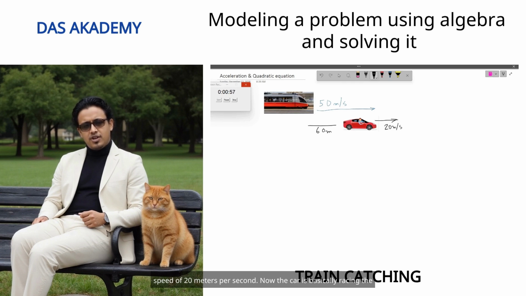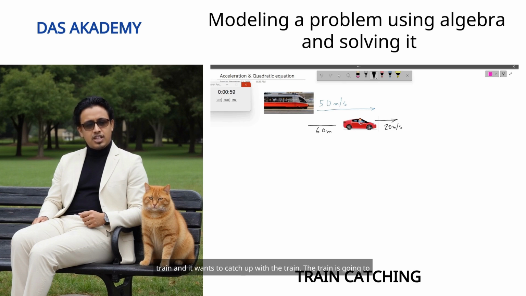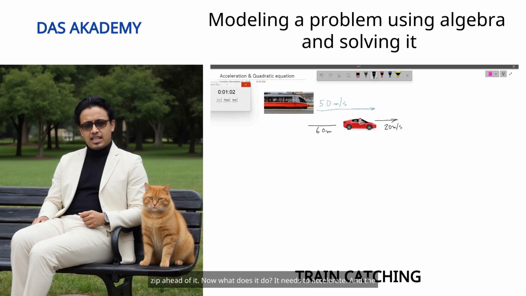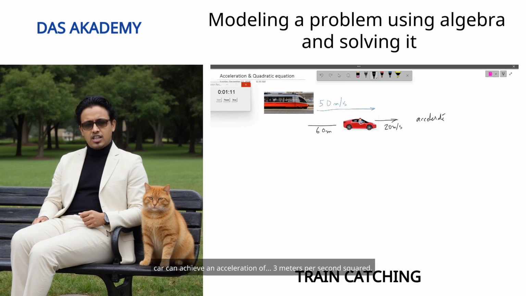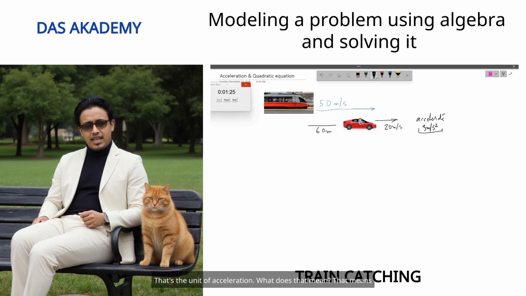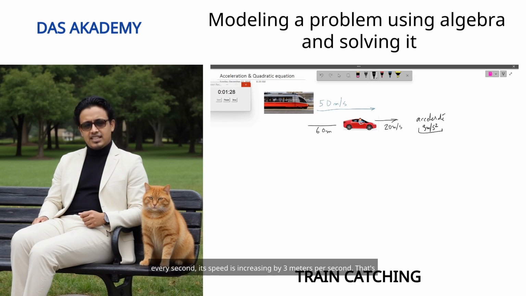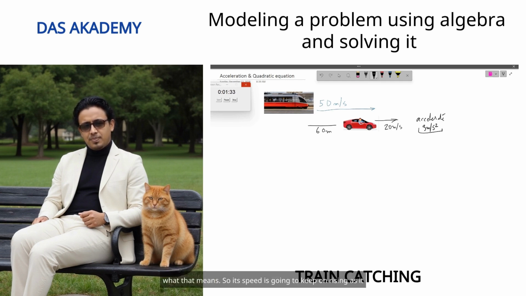Now the car is basically racing the train and it wants to catch up with the train. The train is going to zip ahead of it. Now what does it do? It needs to accelerate. And the car can achieve an acceleration of 3 meters per second square. That's the unit of acceleration. What does that mean? That means every second its speed is increasing by 3 meters per second. So its speed is going to keep on rising as it proceeds.